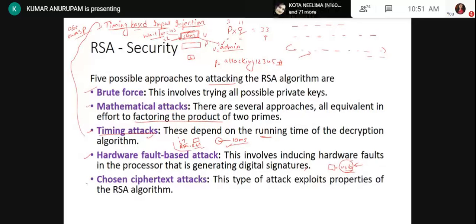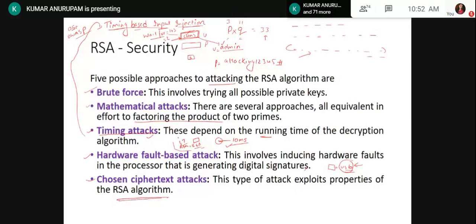Last of all is chosen ciphertext. I don't have to elaborate it. You can learn it more because we have already seen what chosen ciphertext attacks are. This attack can be exploited. This attack actually exploits the properties of the RSA algorithm.